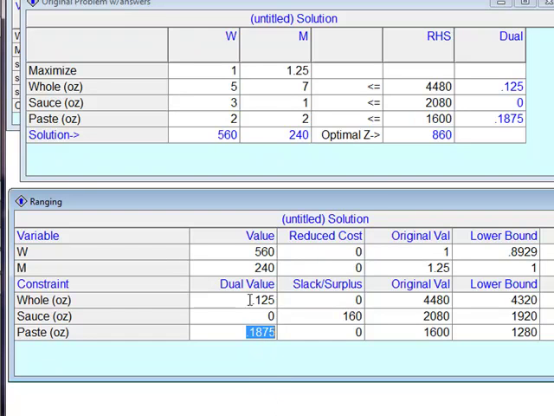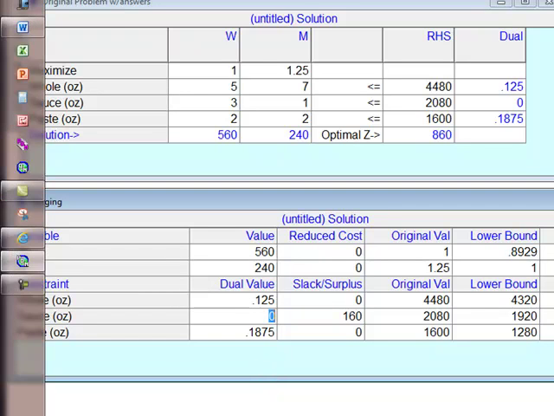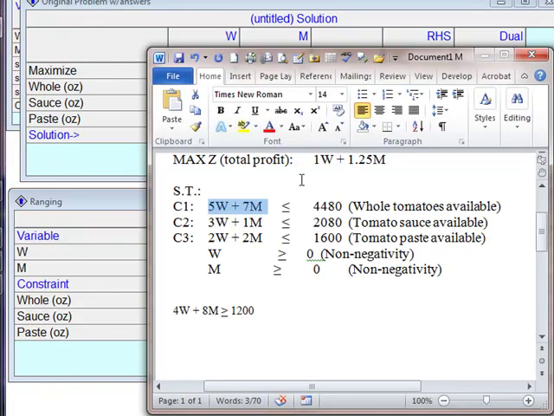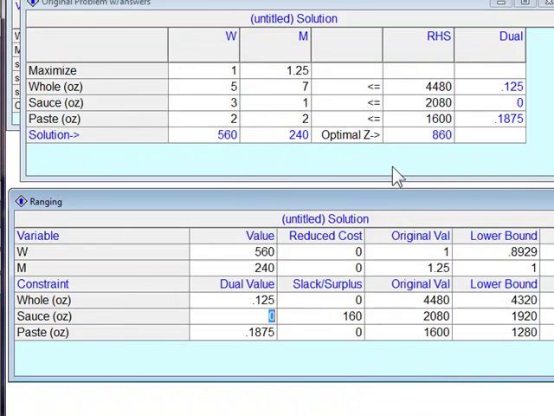Notice that the dual value is always in the same units as the objective function. Because our objective function is profit, this 860 objective function value is dollars, $860, and the dual value, or the change to the objective function, would also have to be in dollars.